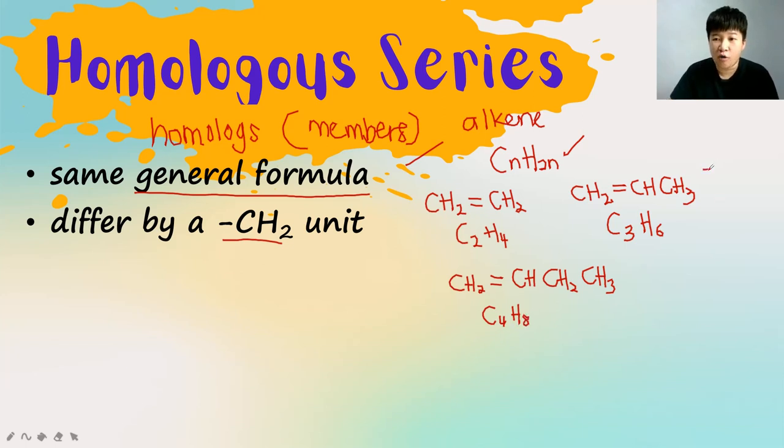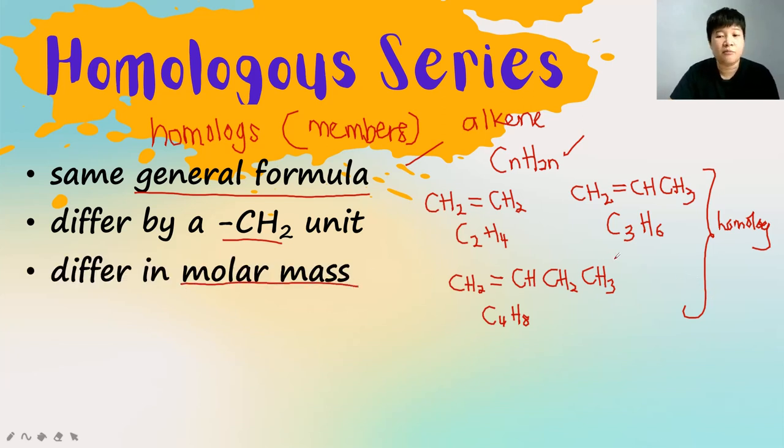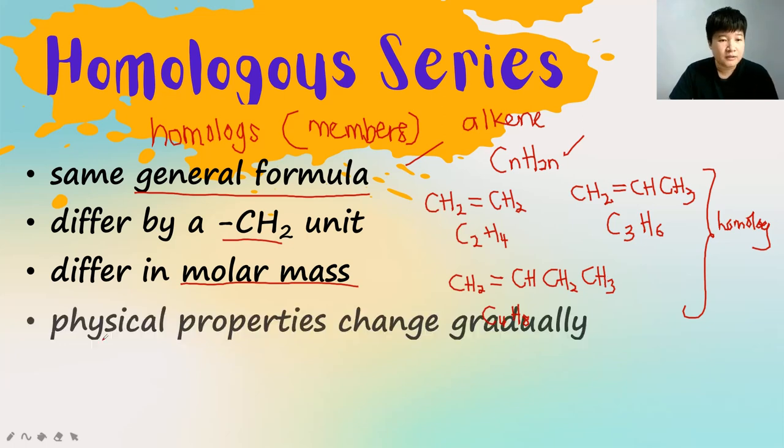All these are homologs in the homologous series of alkene because they share the same functional group, carbon-carbon double bond. They will differ in molar mass. Obviously, the molar mass will be different because the number of carbon is changing. The physical property will also change because the mass is changing. When the molar mass is changing, boiling point, melting point, everything will change accordingly. And when the molar mass is increasing, boiling point also increases. That is your physical property changing.